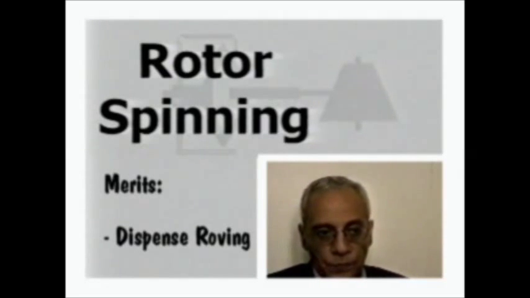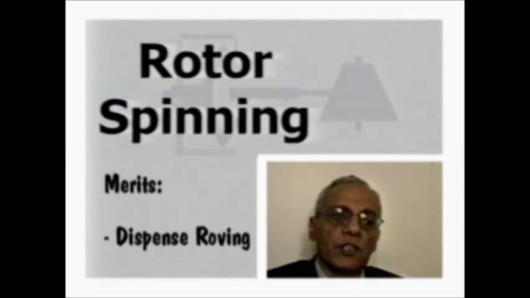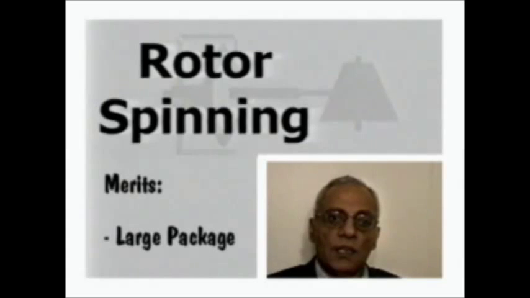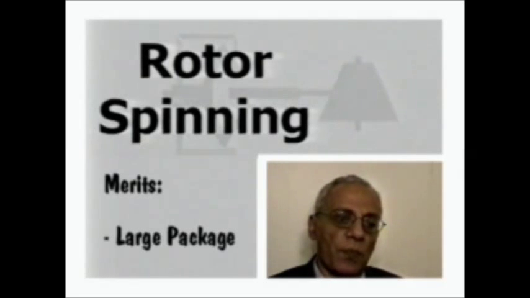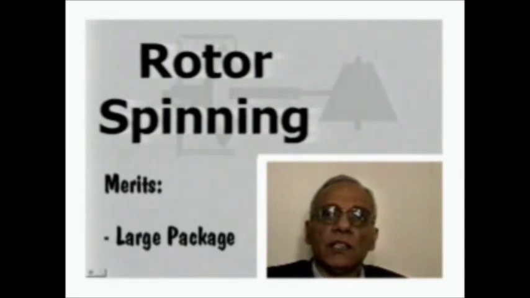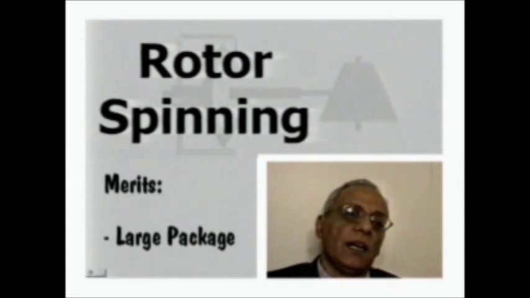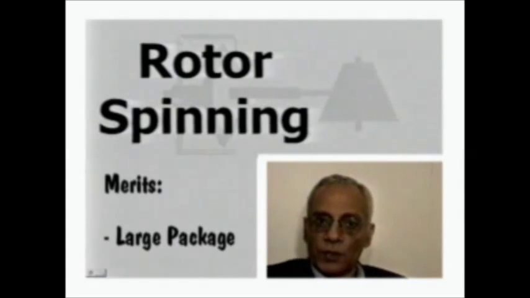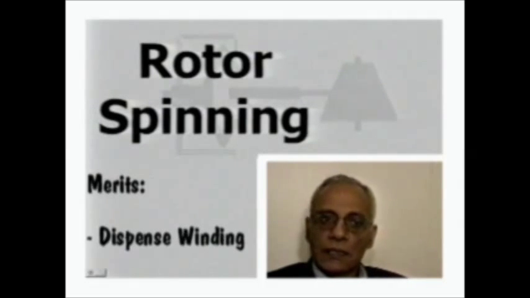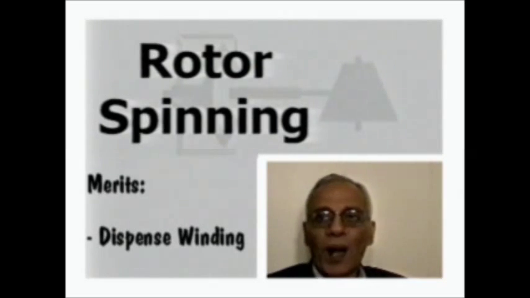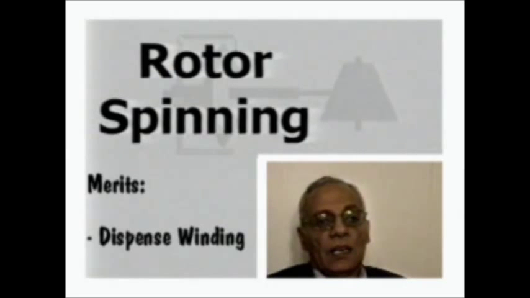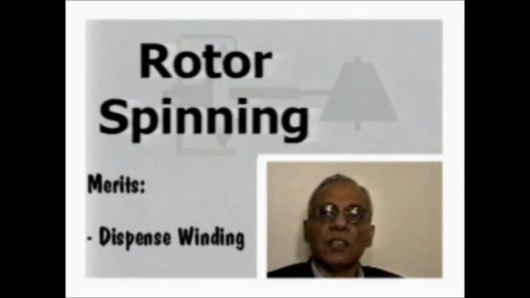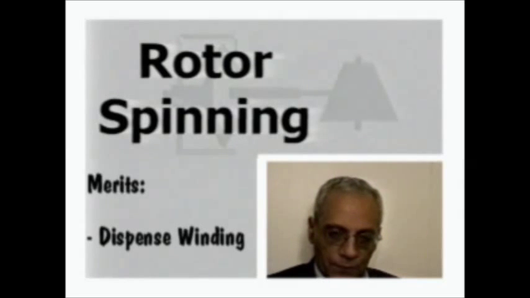spinning process. The other issue was to actually be able to make a large package instead of the very small package that we've seen in the ring spinning, which is the small bobbin, to be able to immediately produce a large package on the spinning machine. And by doing that, we are eliminating another important process, which is the winding process. So two processes eliminated represented the main attraction of rotor spinning.